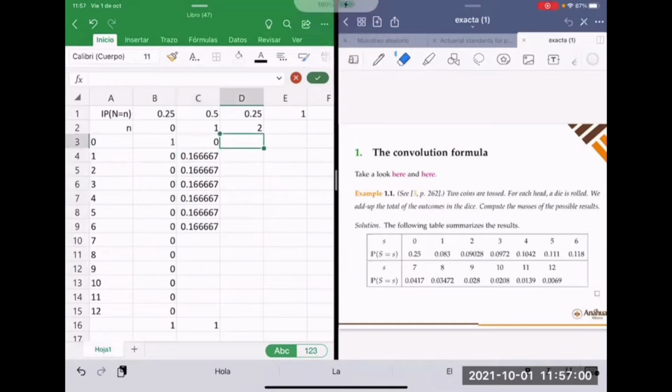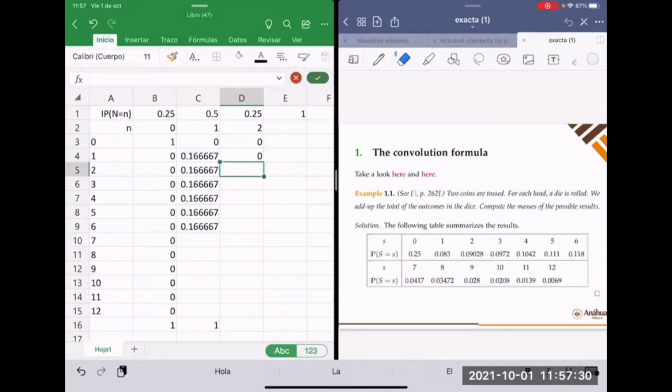Now, say that you get 2 heads. That means you're supposed to roll 2 dice. So in that case, what is the probability of obtaining a 0 as the sum of the outcomes in the dice?